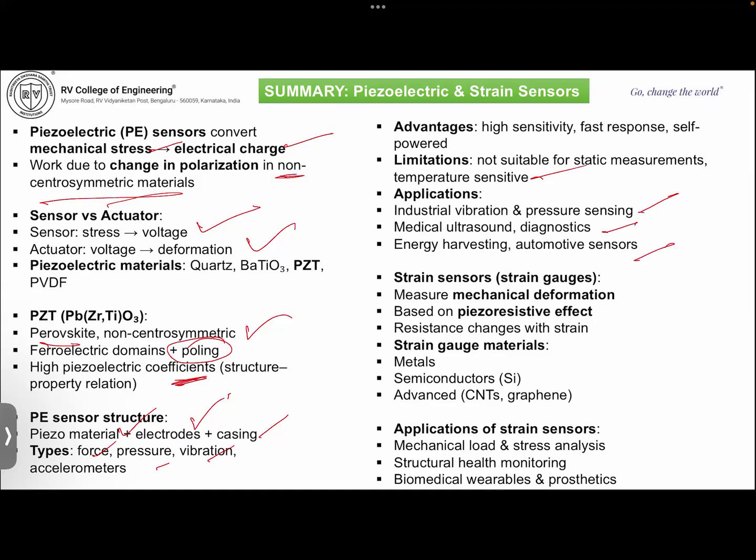Strain sensors are also called strain gauges. They are used to measure mechanical deformation. It is also based on the piezoelectric effect. The resistance changes with the strain. It is made up of metals, semiconductors, and advanced materials like carbon nanotubes and graphene. It is used in mechanical load and stress analysis, structural health monitoring, and biomedical and wearable prosthetics.